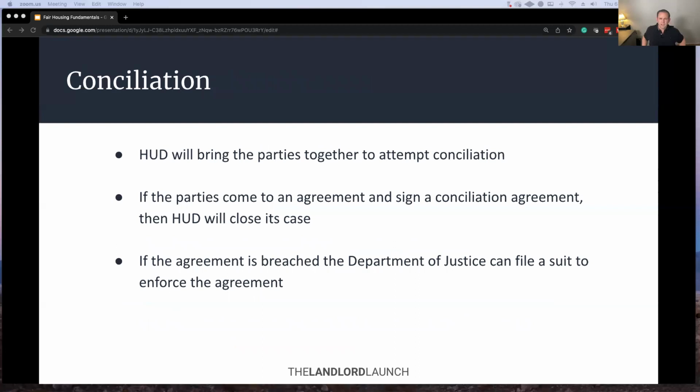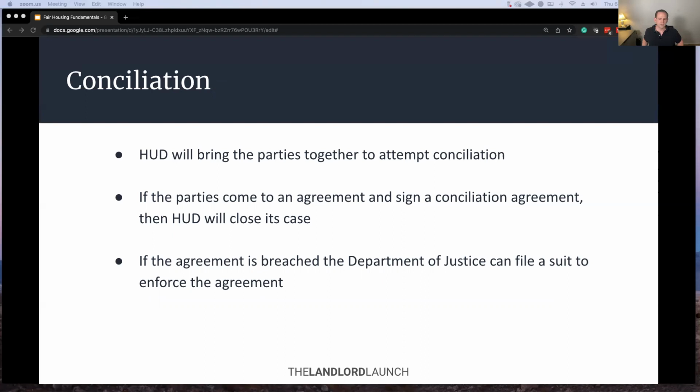Now, if there is some merit to the complaint, if they have determined that maybe there are some things that could have been done better, there may be some discrimination here, what they will attempt to do first is a conciliation agreement. They'll bring all the parties together, talk about it, and come up with an agreement on what needs to change, what type of policies need to change, what type of training you should take, all of those types of things. They'll try to get both parties to agree that this is an acceptable resolution, and then you will sign that agreement, and HUD will close the case.